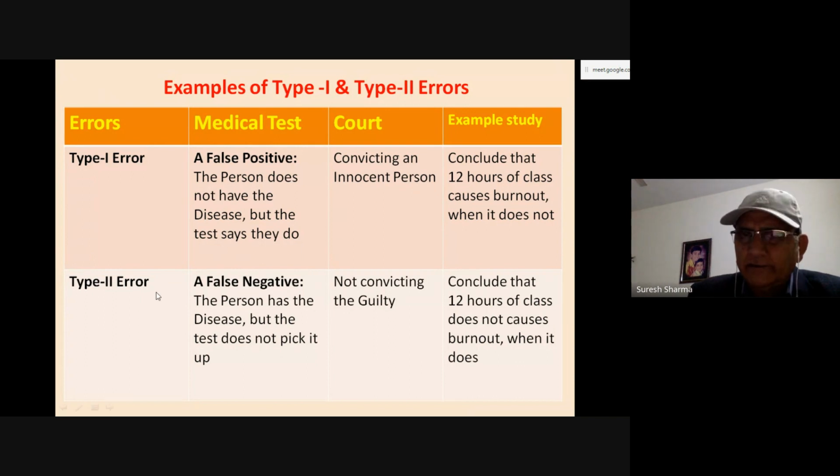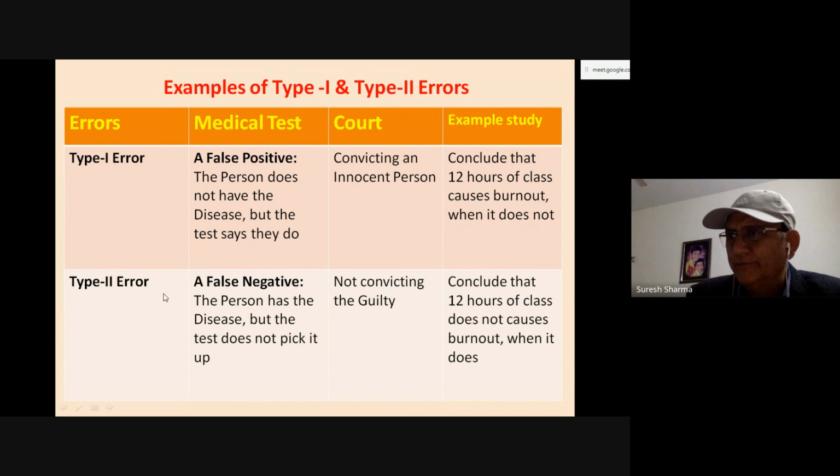Look at type 2 error. Type 2 error is also called a false negative from the medical point of view. The person has a disease, the person is having COVID-19, but the test doesn't pick it up. The test says they don't have it. And if the test says they don't have it, the person comes back home, there are 5 members in the family, and all of them will be affected, because it's a false negative case. So you have to be very clear.